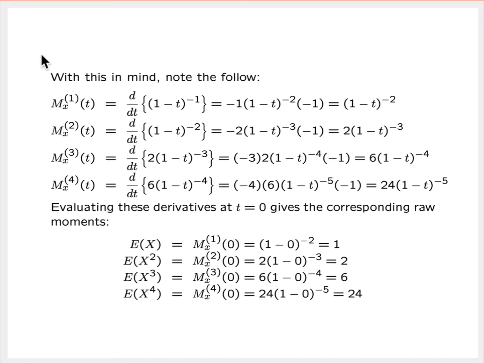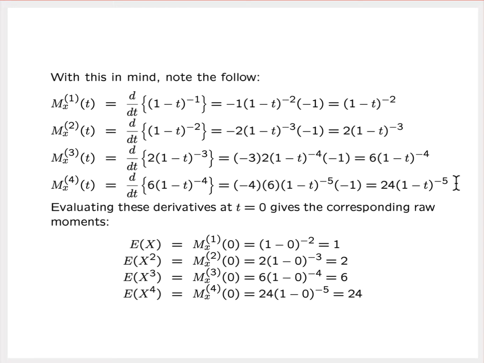Now, with that in mind, the first derivative of the moment generating function turns out to be 1 minus t raised to the negative 2 power. The second derivative is going to be 2 times 1 minus t raised to the negative 3 power. The third derivative of the moment generating function is 6 times 1 minus t raised to the negative 4th power. And then the fourth derivative is 24 times the quantity 1 minus t raised to the negative 5th power.